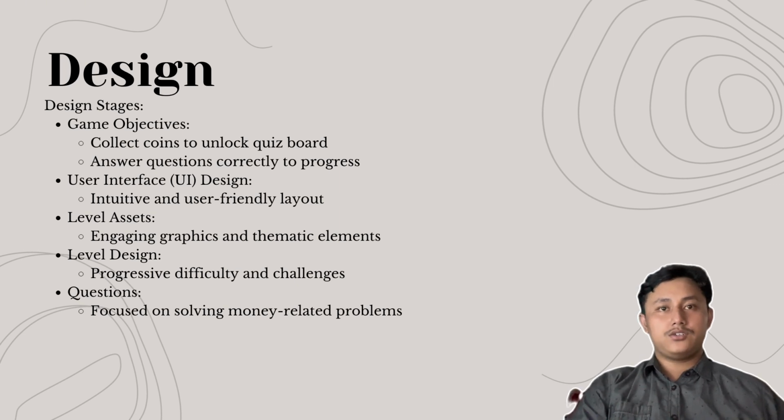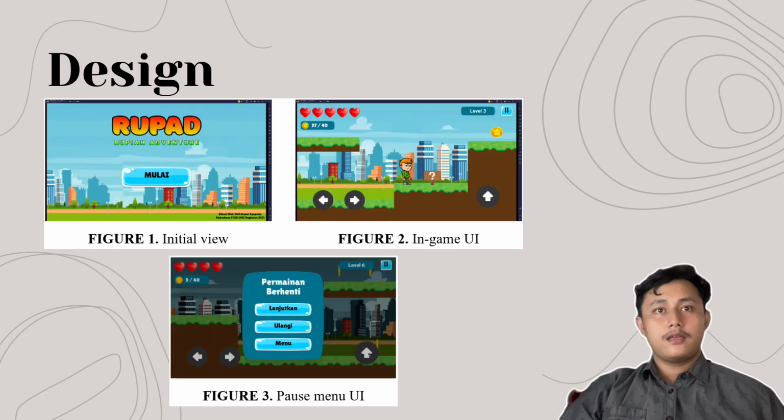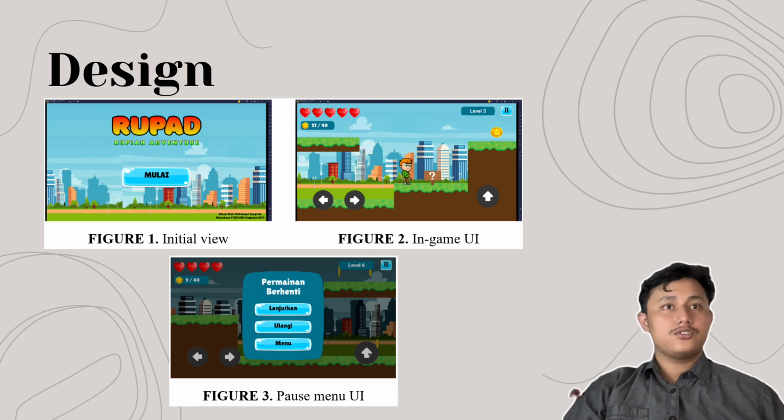The design stage of the RUPAD educational game includes game objectives, user interface design, level assets, level design, and questions related to solving money problems. The main objective of this RUPAD educational game is to collect coins scattered in each level to unlock the quiz board, where players must answer questions correctly to progress to the next level. The first figure is the initial view of the RUPAD educational game. And the second figure is the in-game UI.